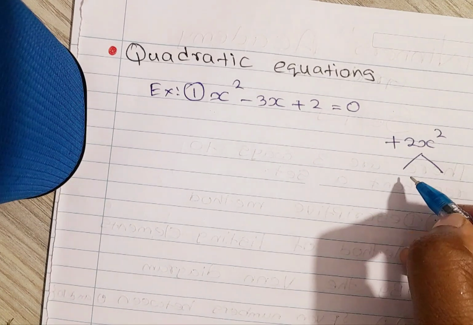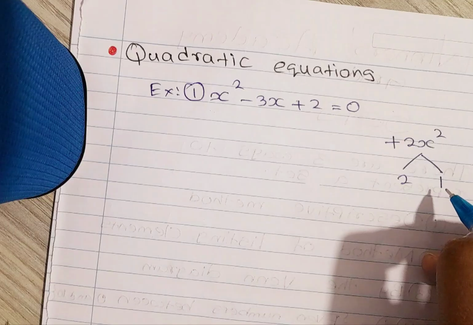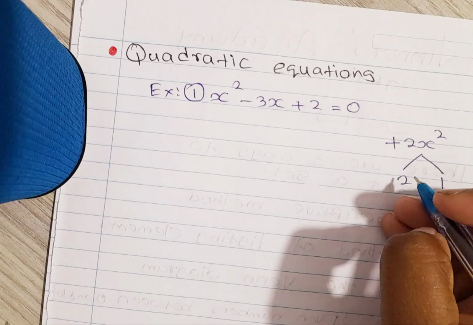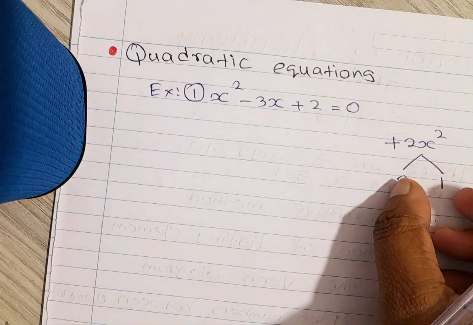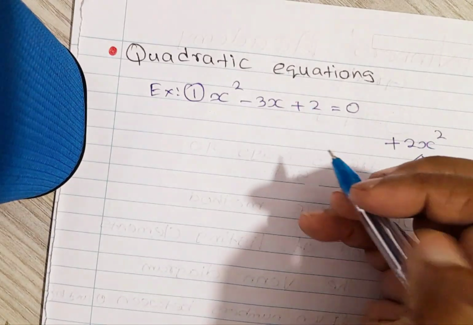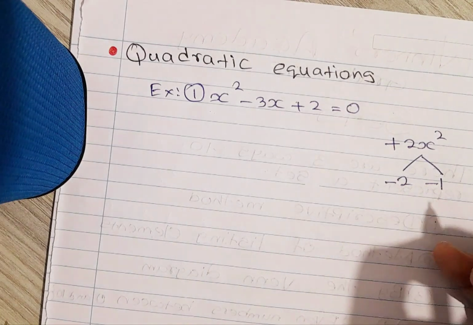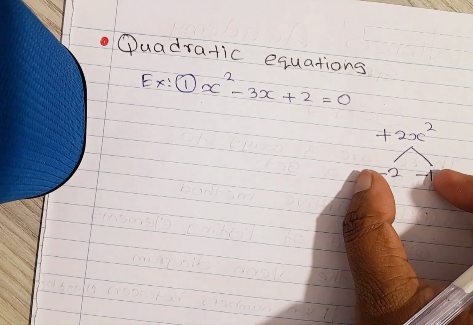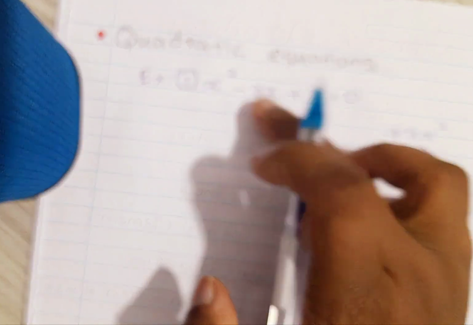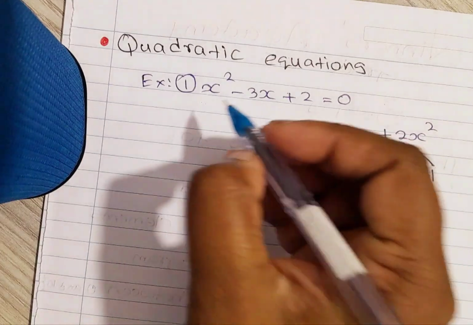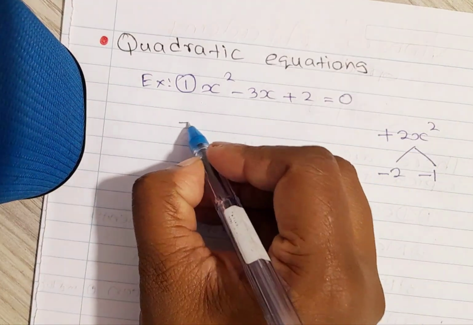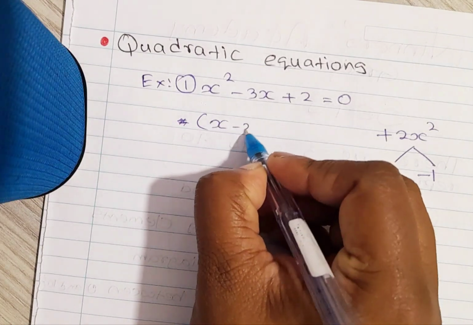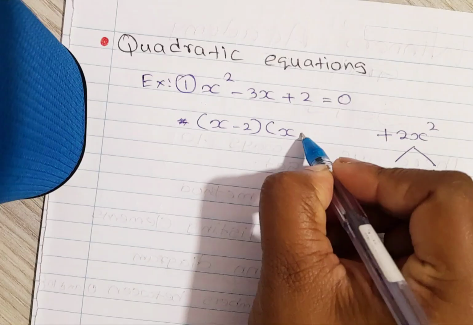So 2 times 1 is 2, and you need the sum of both to be minus 3, the middle term. For the product to be positive, both signs should be equal. For the sum to be minus 3, both should be minus signs, right? So I can apply those two directly like this. It is coming like x minus 2 times x minus 1 equals 0.